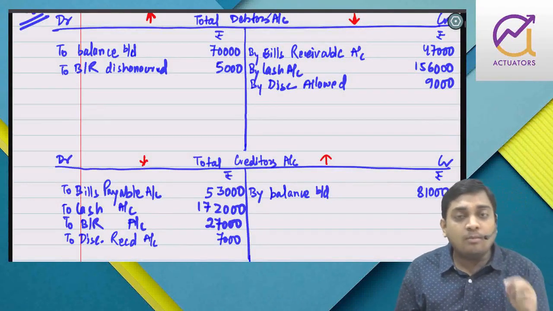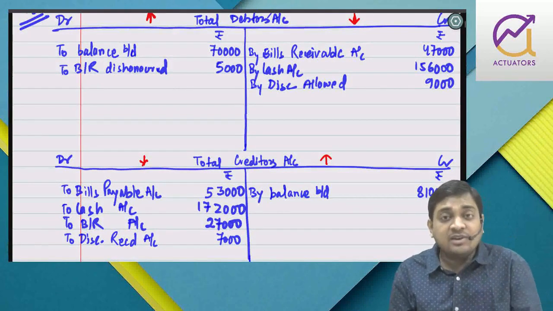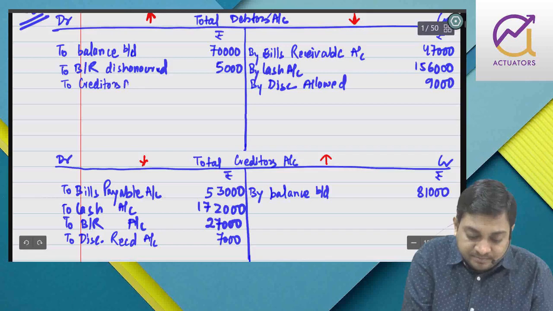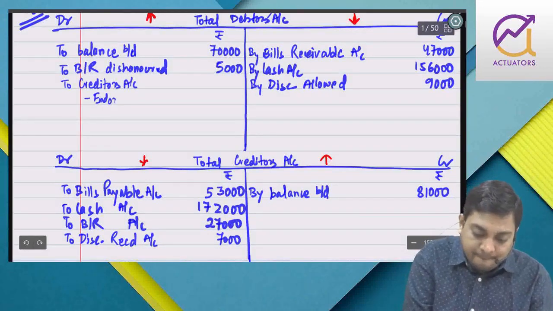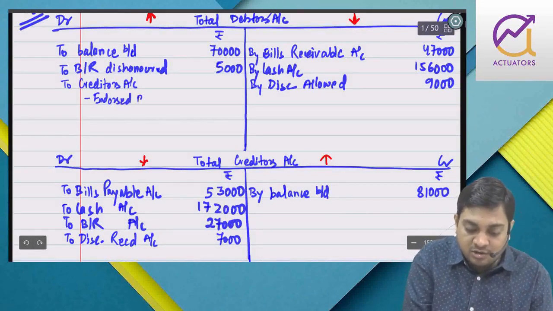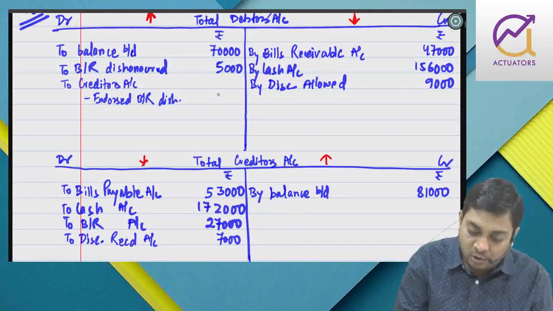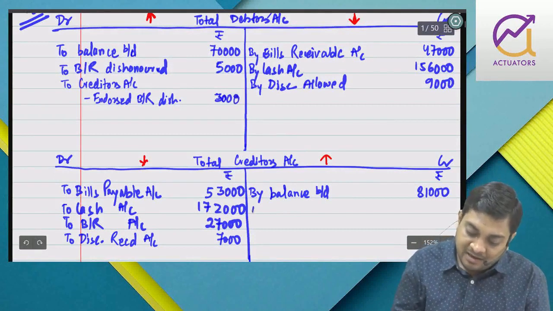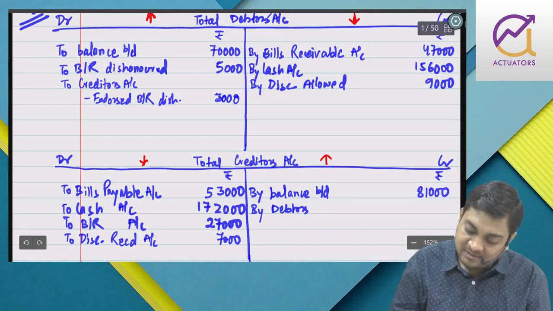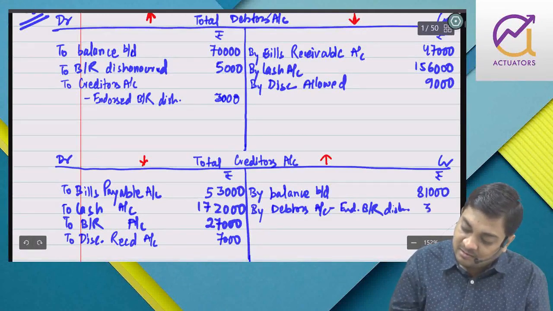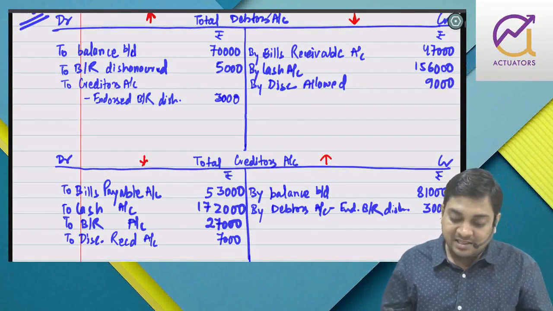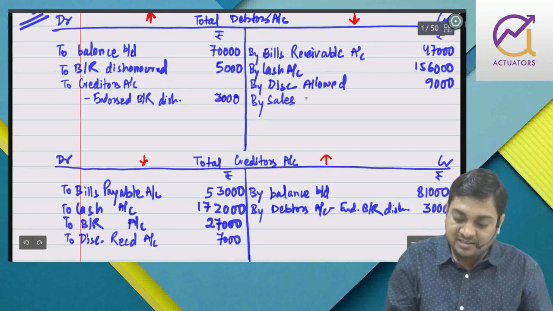Endorsed bill dishonor. Now my creditor will charge me and I will charge my debtor, as a result of which my debtor and creditor both will increase. So in debtor I will write to creditors. It is the contra entry. I will write endorsed BR dishonored, only 3,000, not whole. And in creditor I will write by debtors, endorsed BR dishonor. Right? Sales return 11,000. So my debtors will decrease.